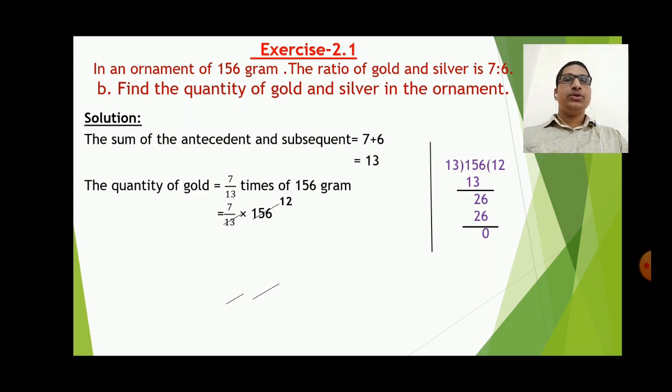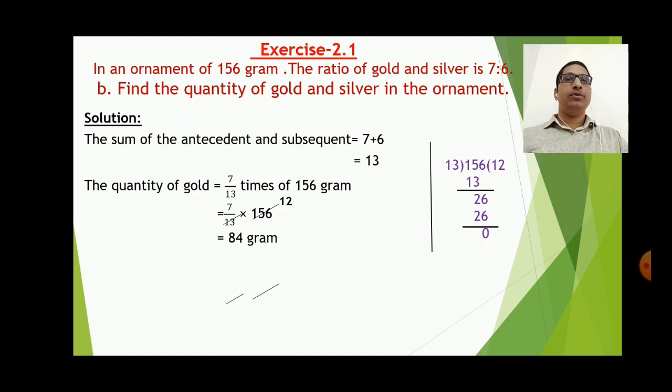Now what will we do? At this stage we will multiply 7 and 12. If we multiply 7 and 12, then it will be 84. So 84 gram. Now we have got the quantity of gold. The quantity of gold is 84 gram.